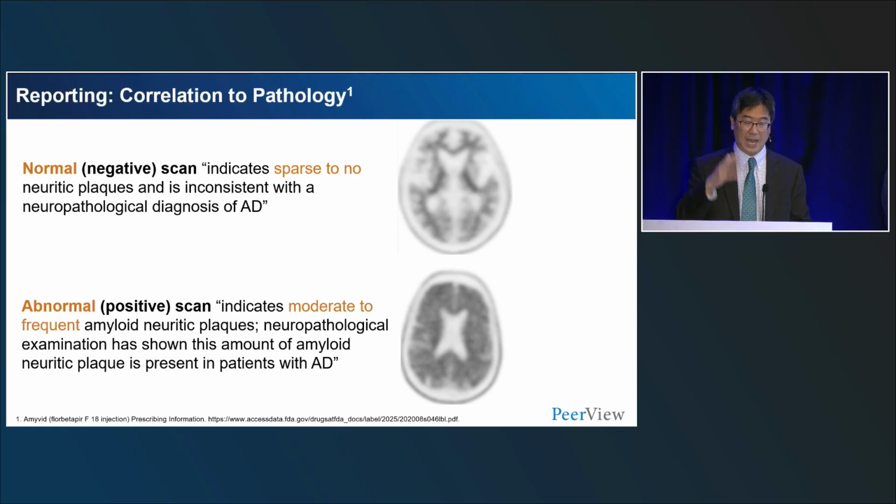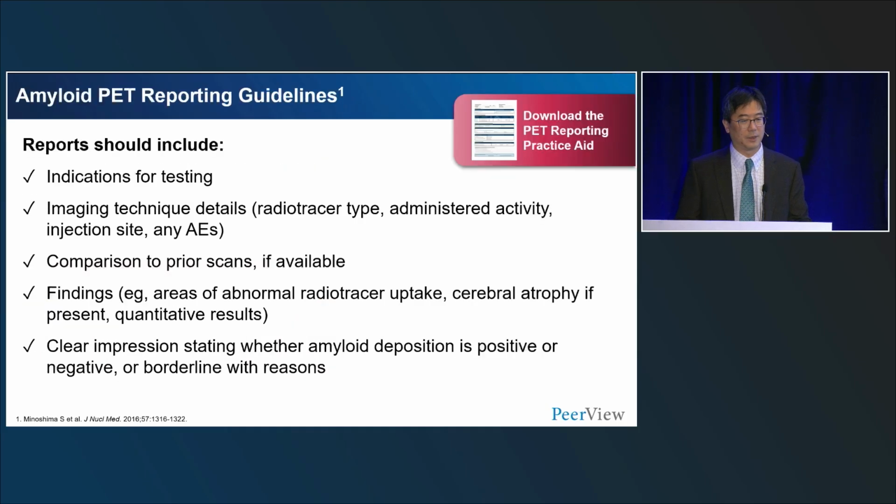Because you can have amyloid pathology and it not be the reason why you have any symptoms, okay? On the other hand, an abnormal or positive scan indicates moderate to frequent amyloid neuritic plaques. Neuropathological examination has shown this amount of amyloid neuritic plaque is present in patients with AD. So a report that really correlates to what we're trying to do, which is give the pathology that's in the brain.